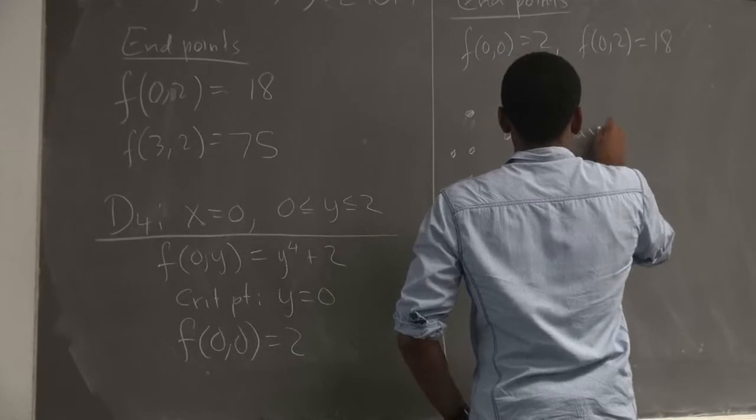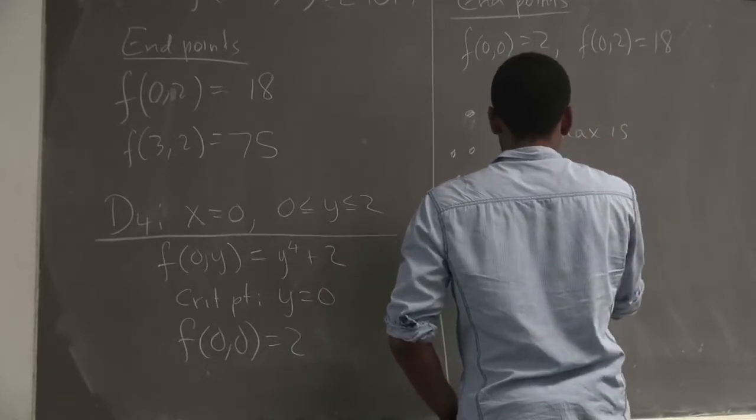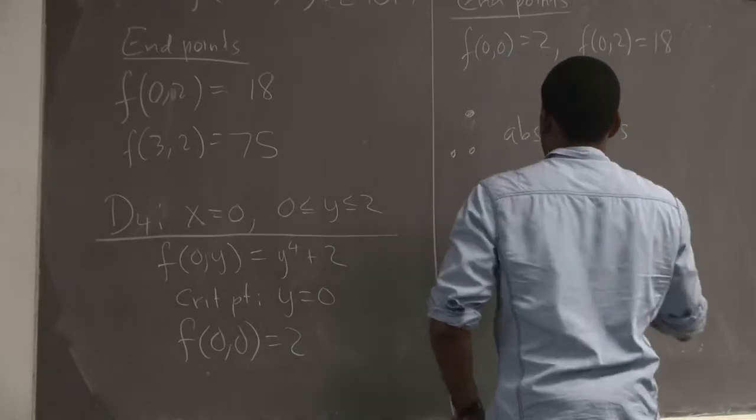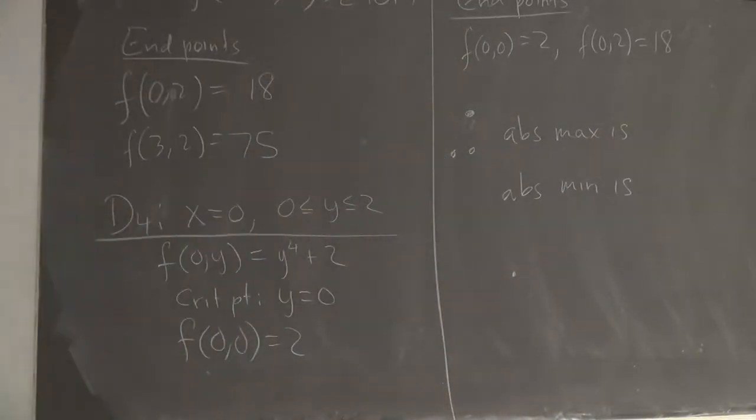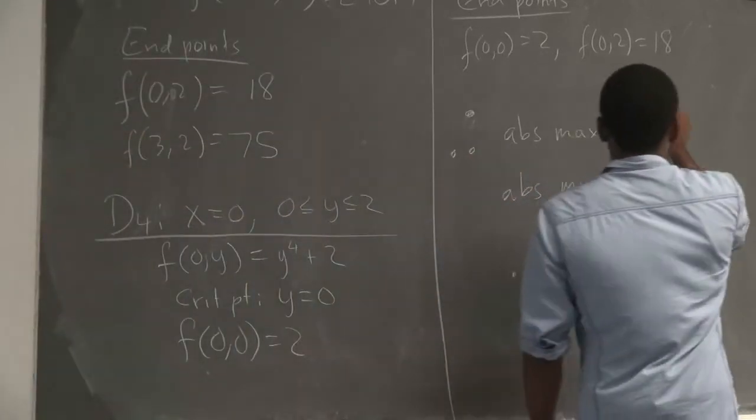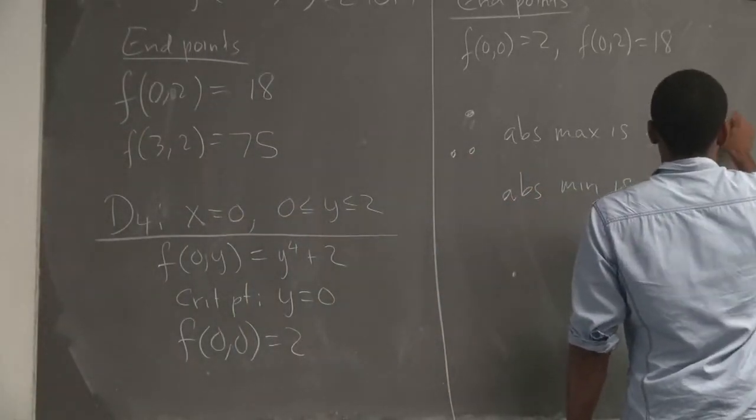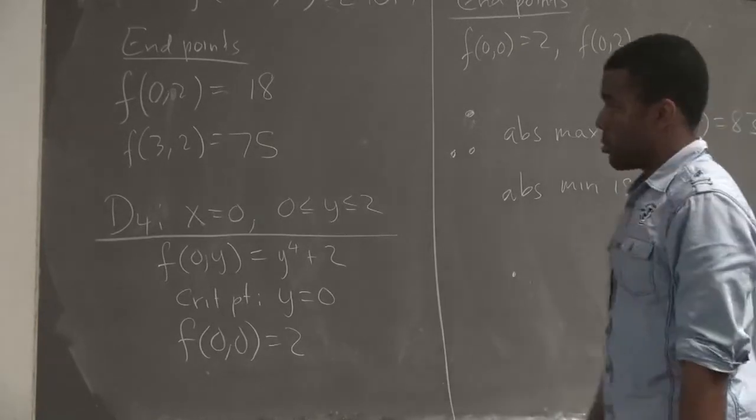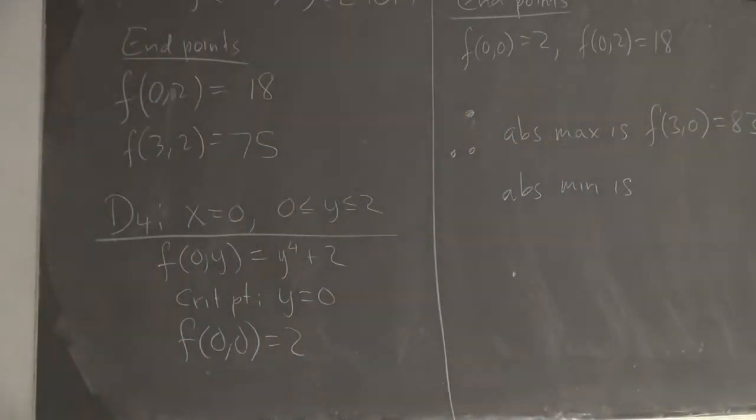Absolute max is, what was the biggest guy? The 83? Yep. And the smallest was 2, was it? No, it's 0. Did we get a 0 something? We got 0 at 1, 1. Okay.